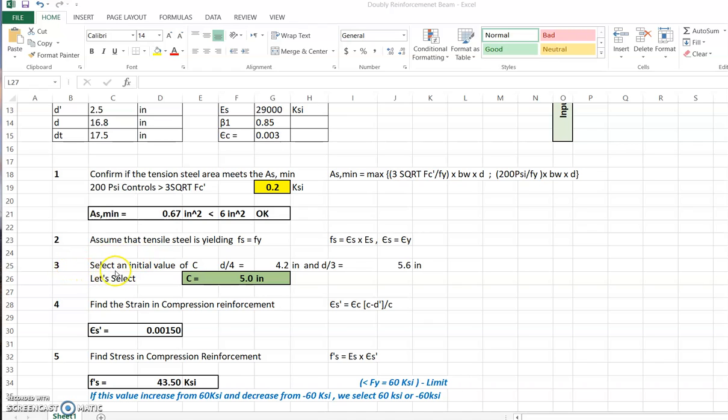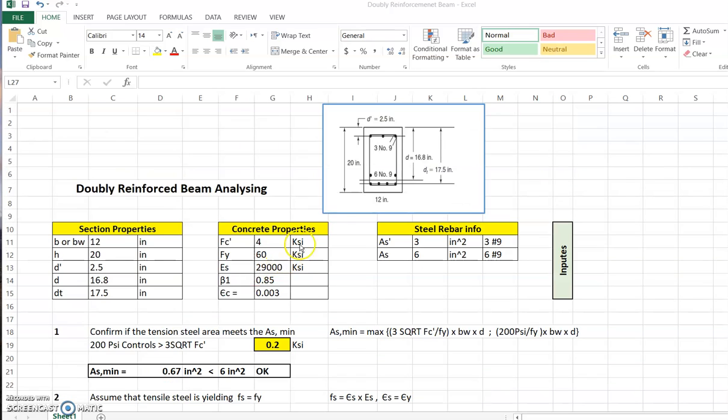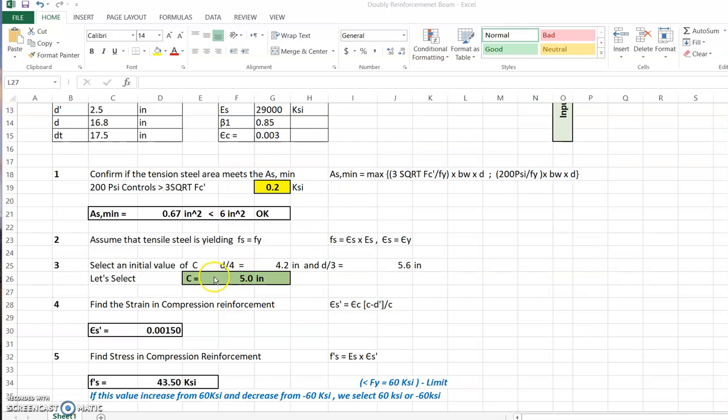Number 3 is select an initial value of C. So we just select the initial value for the C. It can be anything, but we know that it has to be bigger than the D prime. Some books choose something between D over 4 and D over 3. So D over 3 is 5.6 inches and D over 4 is 4.2 inches. So I select something in between these two, 5 inches. It's a trial, so we can change it anytime, and we have to change it until we meet the equilibrium condition for the forces on the section. So we select 5 here.